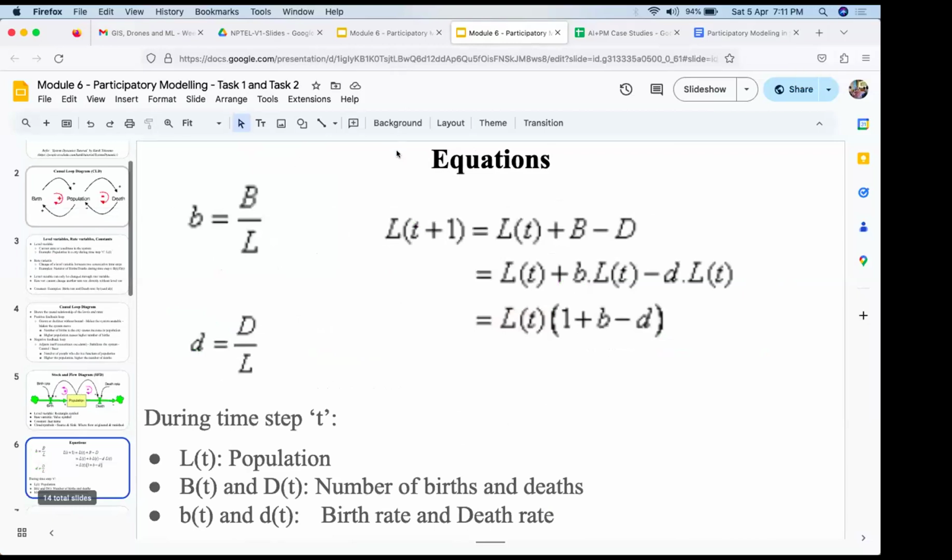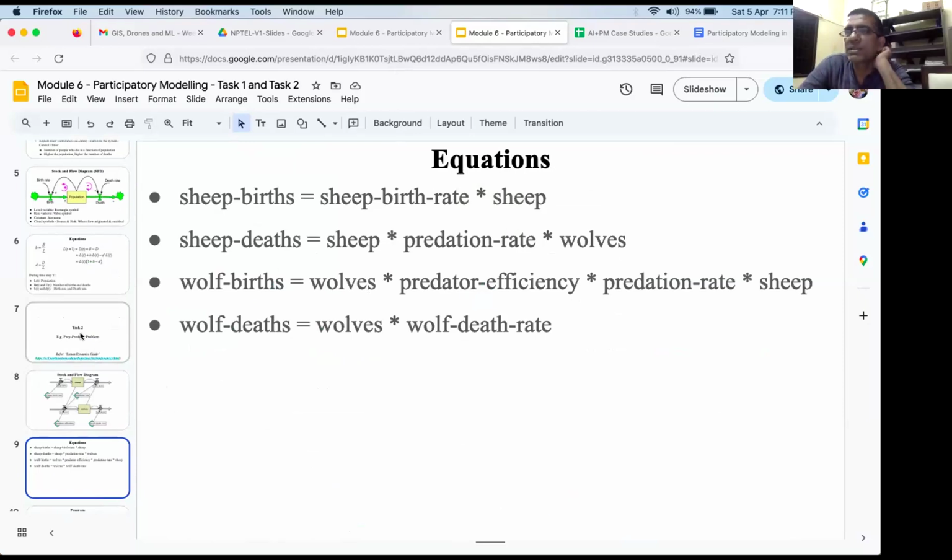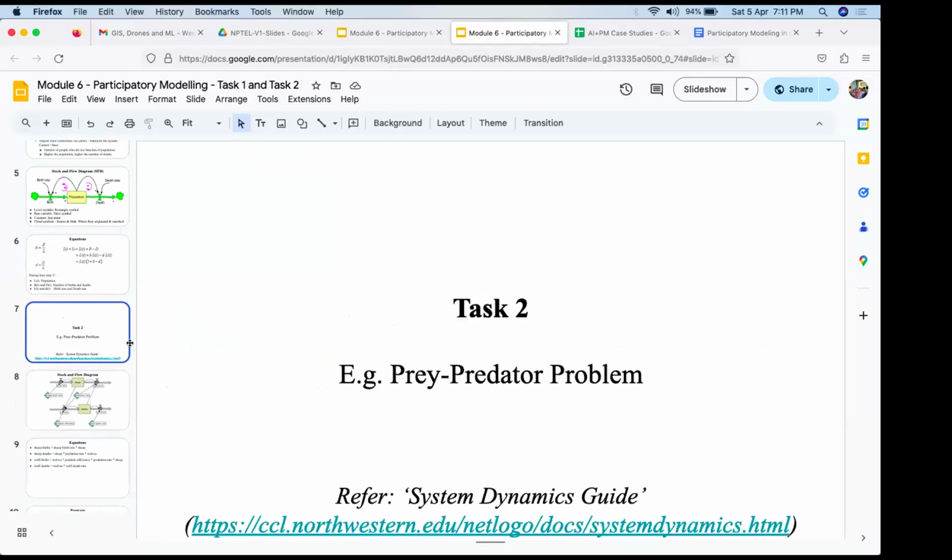Sir, in the assignments, these 2 loops, 2 diagrams are sufficient, sir, for the 2 tasks. Assignments 1 and 2: causal loop diagram and stock flow diagram are sufficient. Assignment 3 is optional. Yes, sir. Any example we can take, sir.